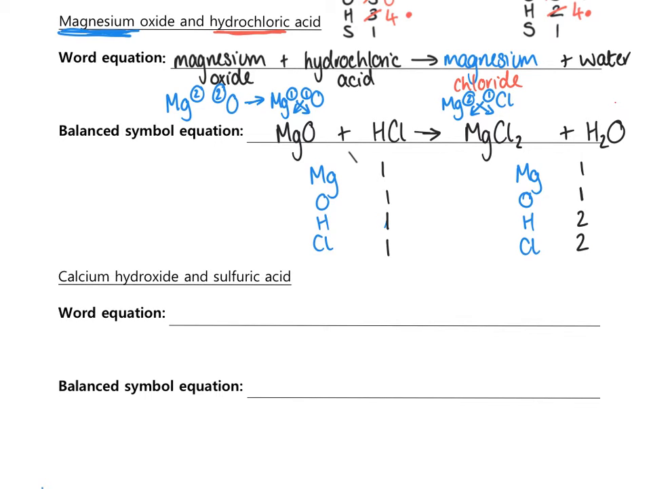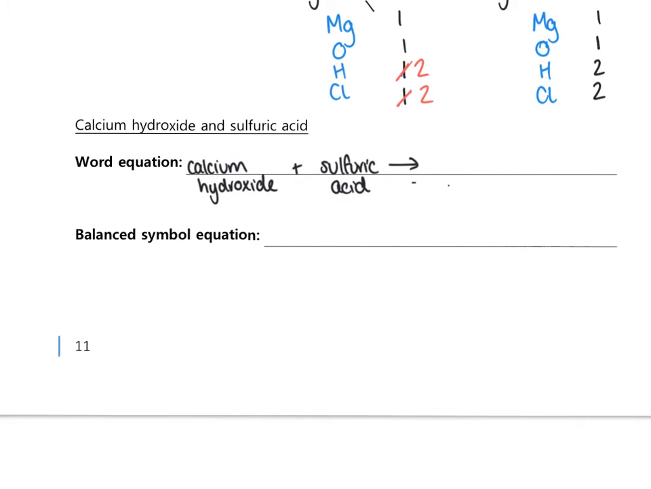I can very simply fix this problem by putting a big 2 in front of my hydrochloric acid. That now gives me 2 hydrogens and 2 chlorines, and so my equation is balanced. The next example we have is calcium hydroxide reacting with sulfuric acid.